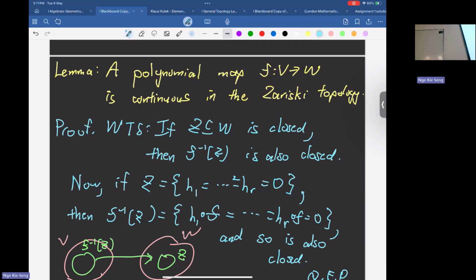So this is the point. Last time we showed that y equals sine x is not algebraic. It's not algebraic.